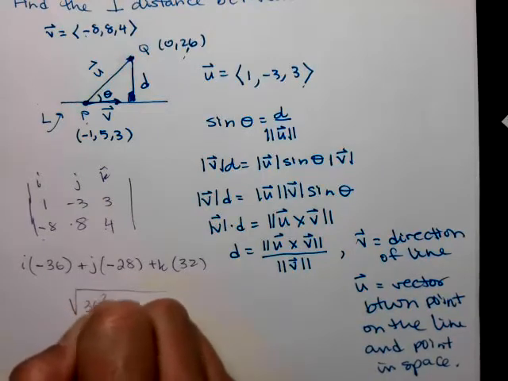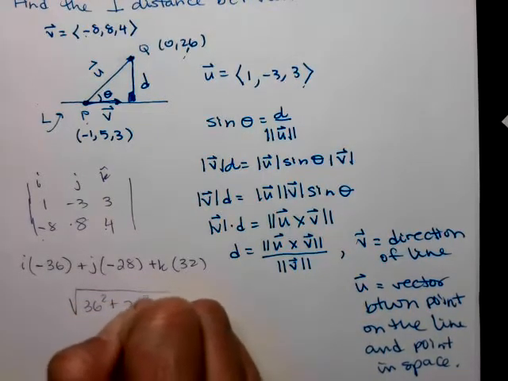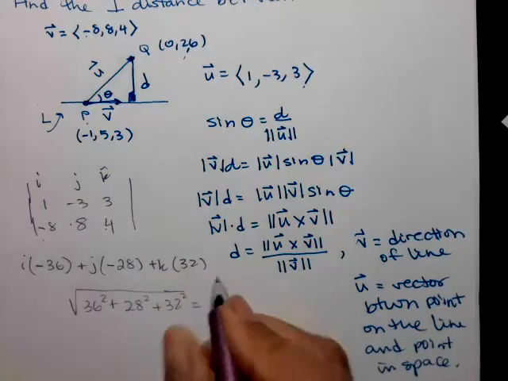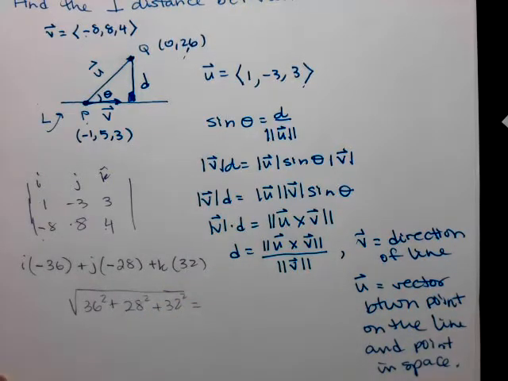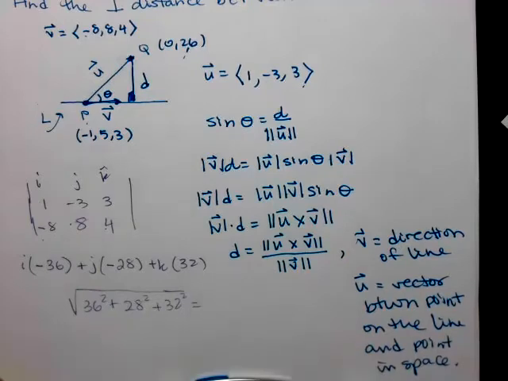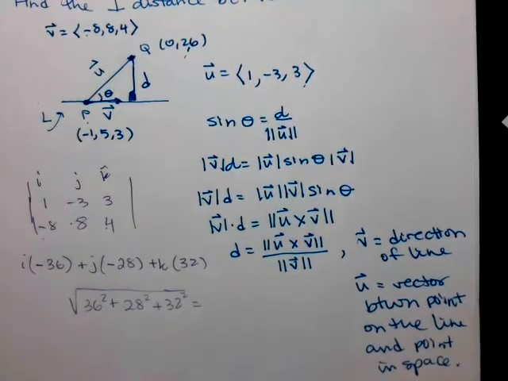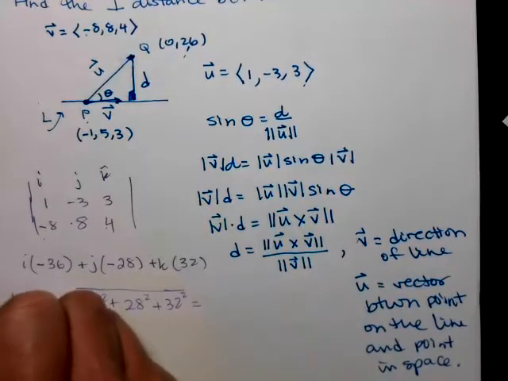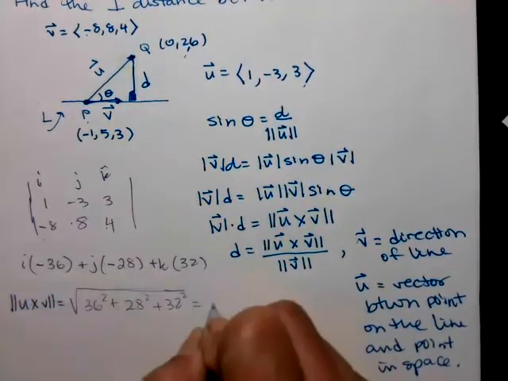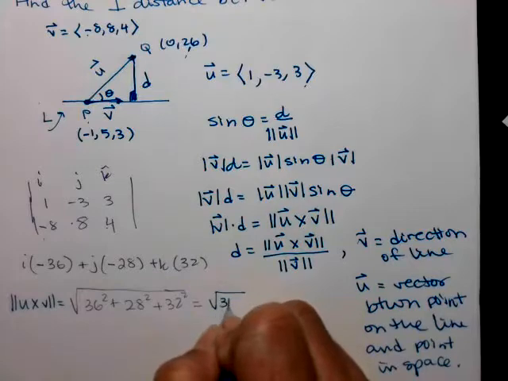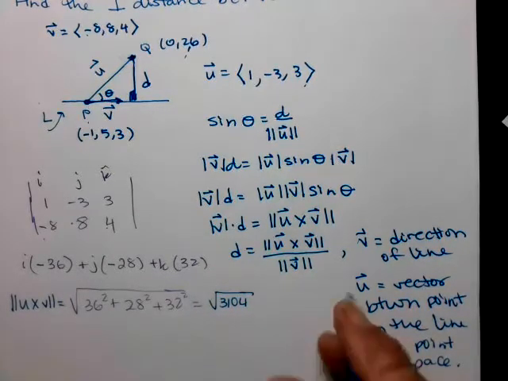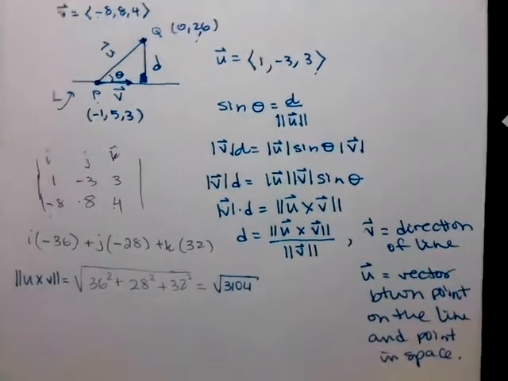So 36 squared. Since I'm squaring, I'm going to leave off those negatives because I don't want to deal with those. Oh, and my pen's about to die. Grabbing a new color. Pausing and grabbing my calculator. So the length of U cross V is the square root of 3104. Yikes. So now we need the length of V.